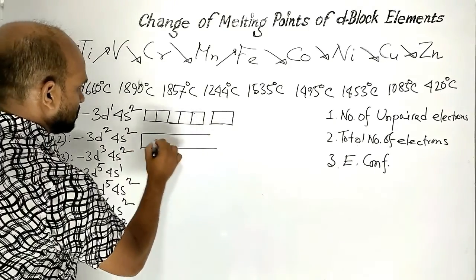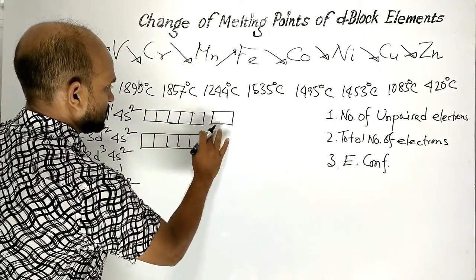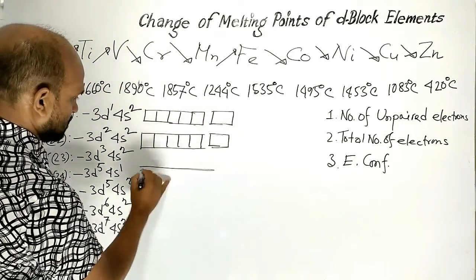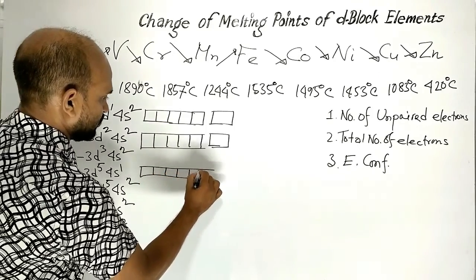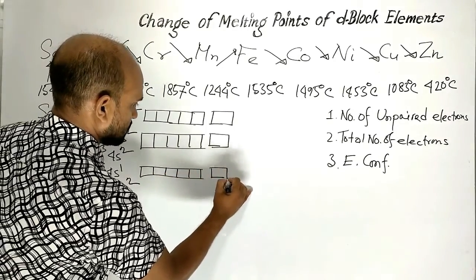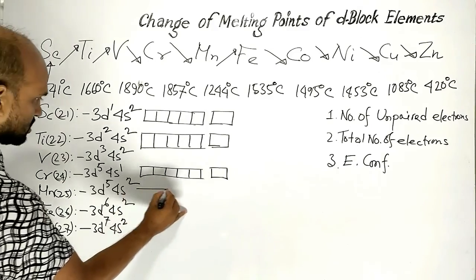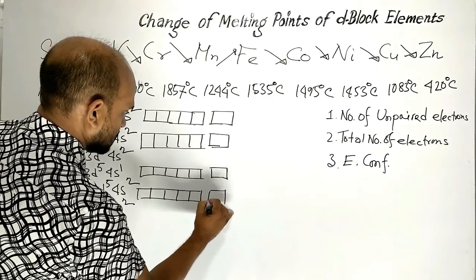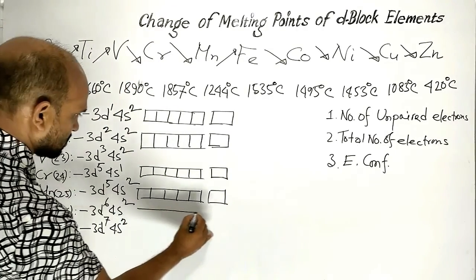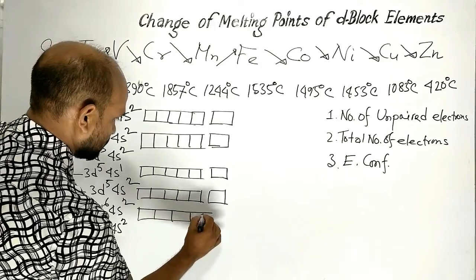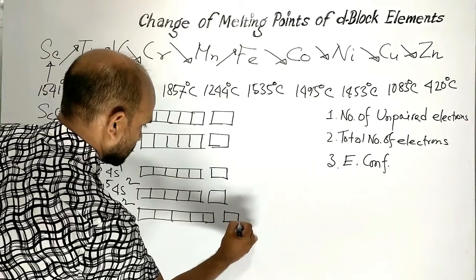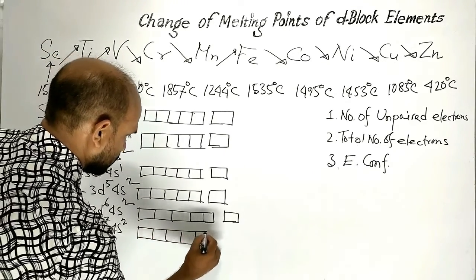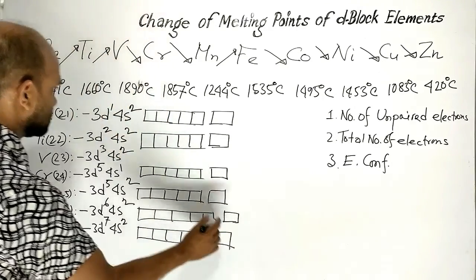Here 1 2 3 4 5, 4s. 1 2 3 4 5, 4s. 1 2 3 4 5, 4s.